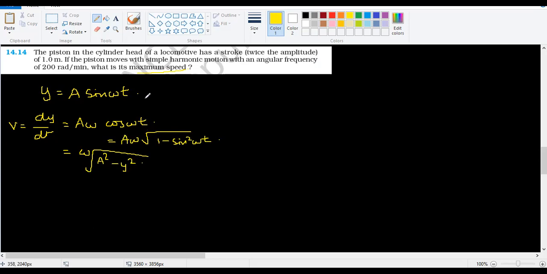Again, I'm making a mistake. They asked you to find only the maximum speed, so I don't have to worry about these things. What is the maximum speed? Whatever is in front of this, that is your maximum speed. That means I can simply write it as V max = A omega. So twice the amplitude is equal to 1 meter. That means amplitude is equal to 1 by 2 meter.